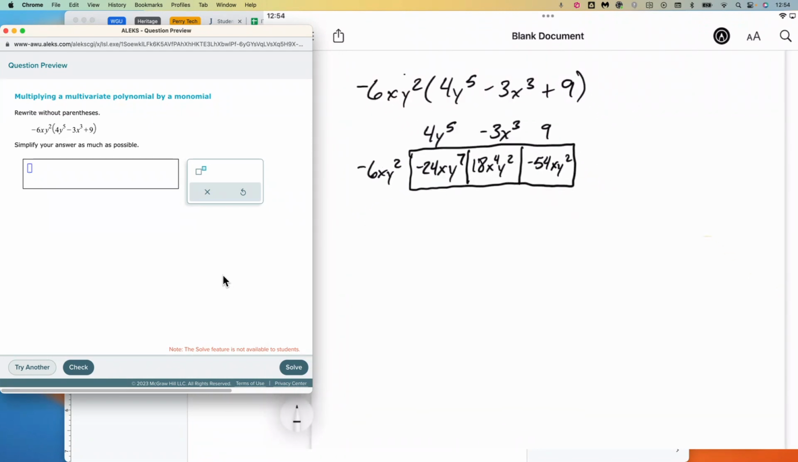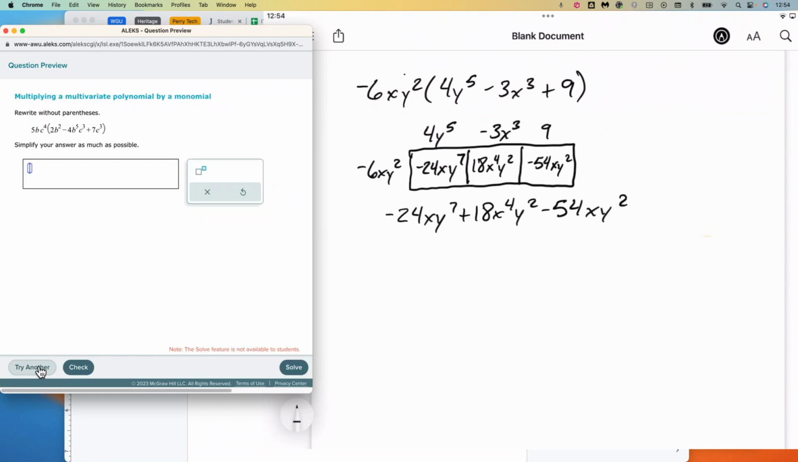So now the answer to this is everything that's inside the boxes, and so negative 24xy to the seventh plus 18x to the fourth y squared minus 54xy squared.